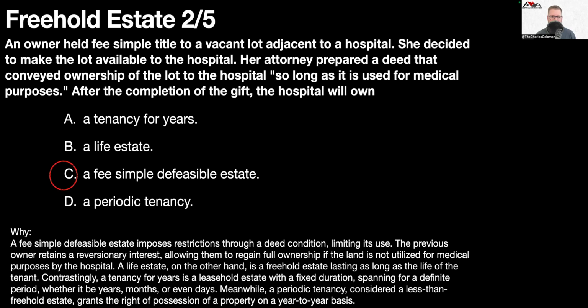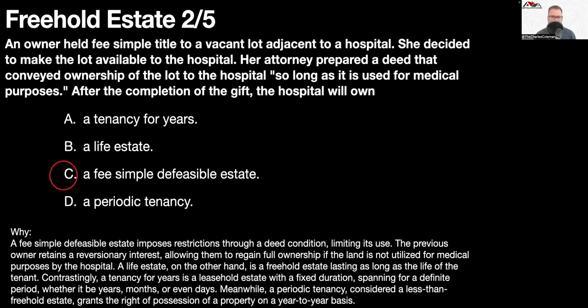A fee simple defeasible estate imposes restrictions through a deed condition, limiting its use. The previous owner retains a reversionary interest, allowing them to regain full ownership in the land that is not utilized for medical purposes by the hospital.